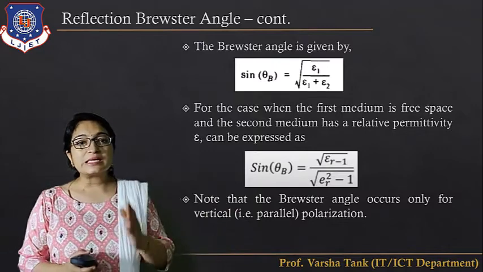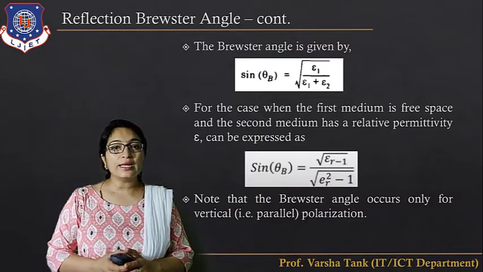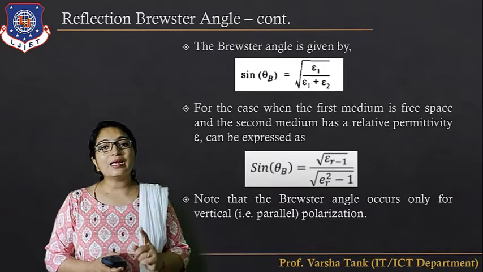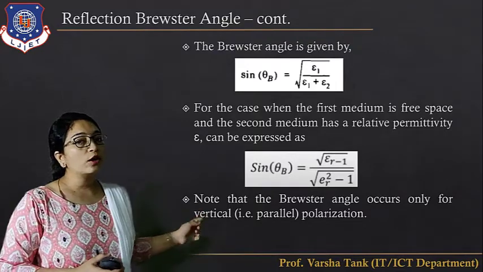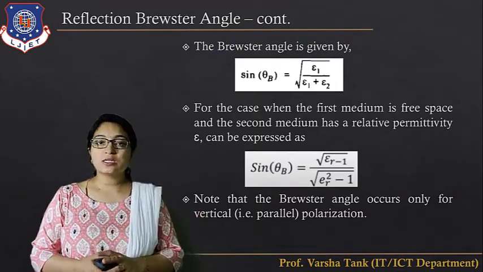Note that the Brewster angle occurs only for vertical, for example parallel polarization. For perpendicular polarization, the Brewster angle is not there.